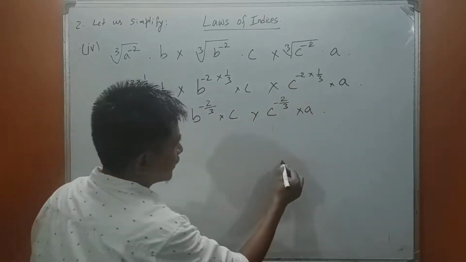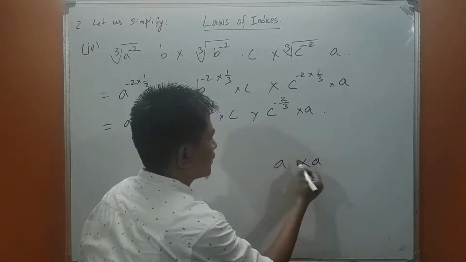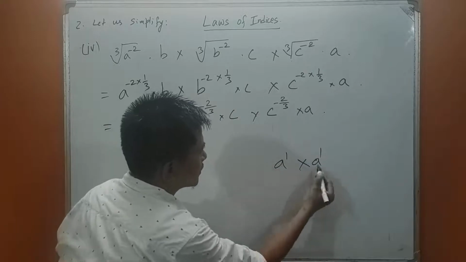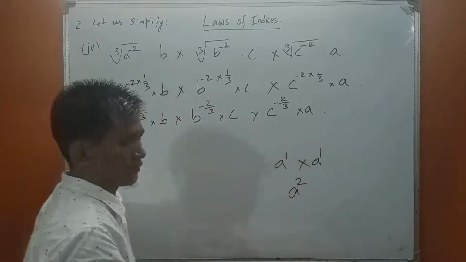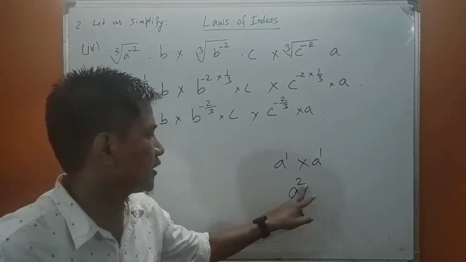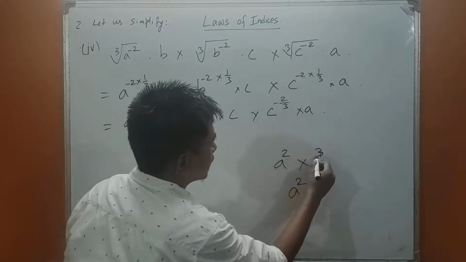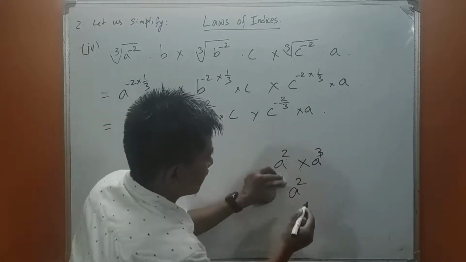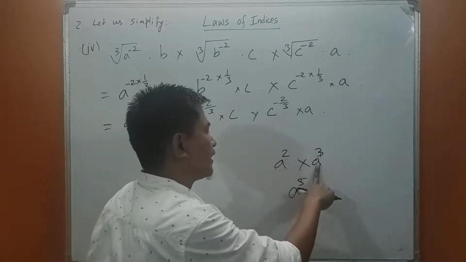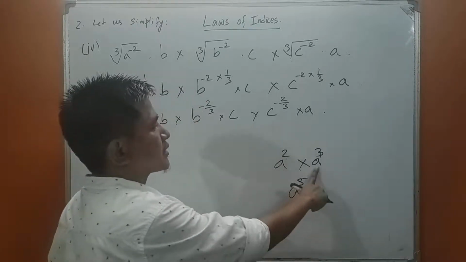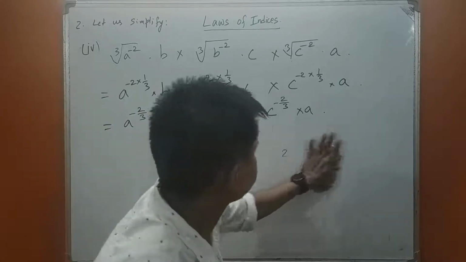Now, since we know that if bases are same, if a into a, a means what? Their powers are 1, 1, isn't it? If the bases are same, then a into a will become a squared. Power will be added. If a square into a cube, a to the power 5, because the base is a here and here also the base is a. If the bases are same, then when you multiply the numbers, the power will be added, okay?